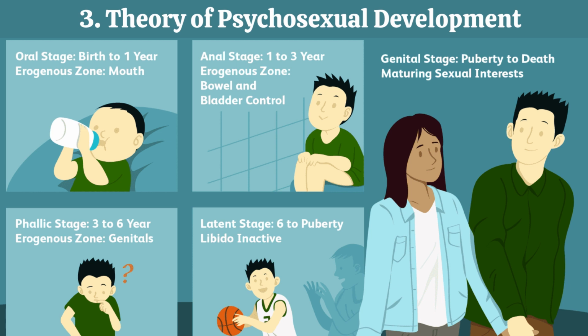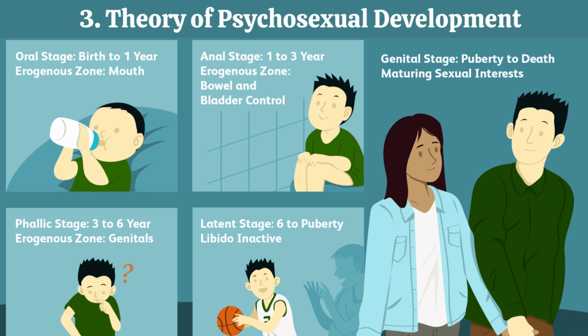The second is the anal stage. The age range is from 1 year to 3 years. And at this time, the erogenous zone is the bowel and bladder control. At this stage, the interest of the child shifts from the mouth as the erogenous zone to the organs of elimination, that is the anus or the urethra. He derives pleasure by holding back or letting go of the body's waste material through the anus or the urethra. At this stage, the child gets toilet training, and developing this control leads to a sense of accomplishment and independence.